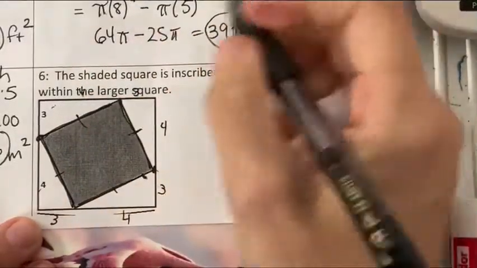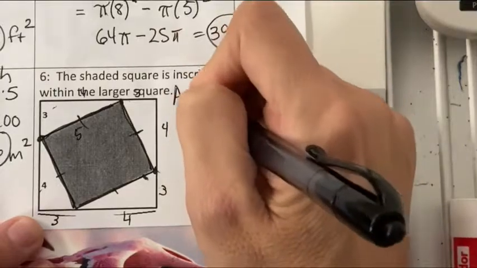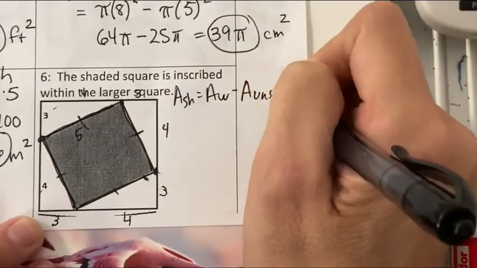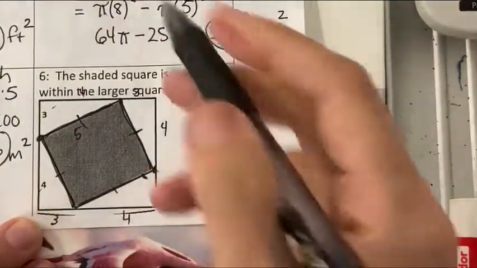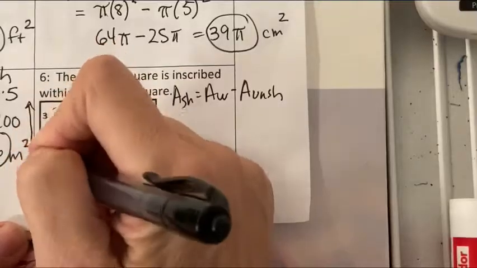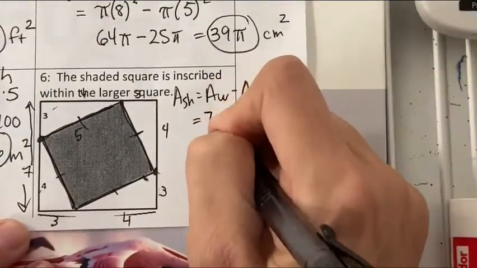And hopefully you're noticing this is a 3, 4, 5 triangle. So the area of the shaded is the area of the whole minus the area of the unshaded. So what's the area of the whole? Well, it looks like the whole thing is 7 by 7. 3 and 4 make 7. 3 and 4 make 7. So the area of the whole thing is 7 times 7.